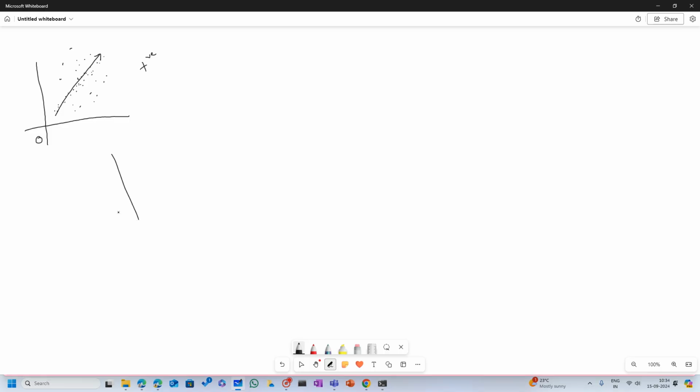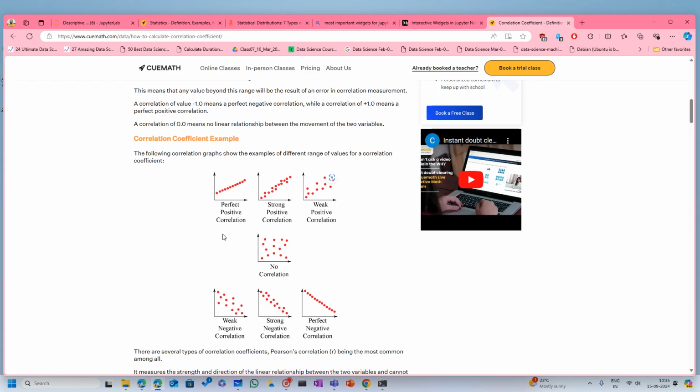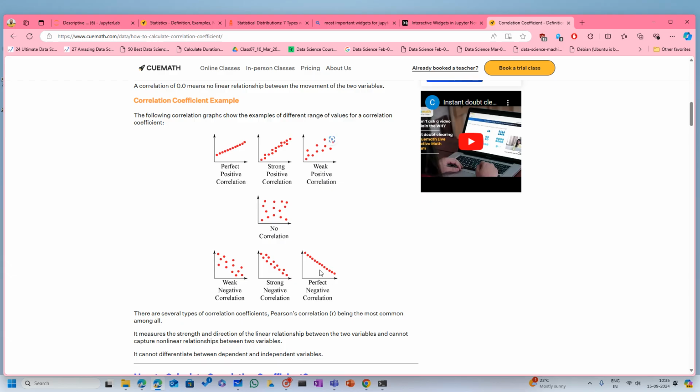Likewise, you have another type. In this direction, if you get it, we call it negative correlation. So that is what you see. This is strong correlation, this is positive correlation, and this is negative correlation in this direction.